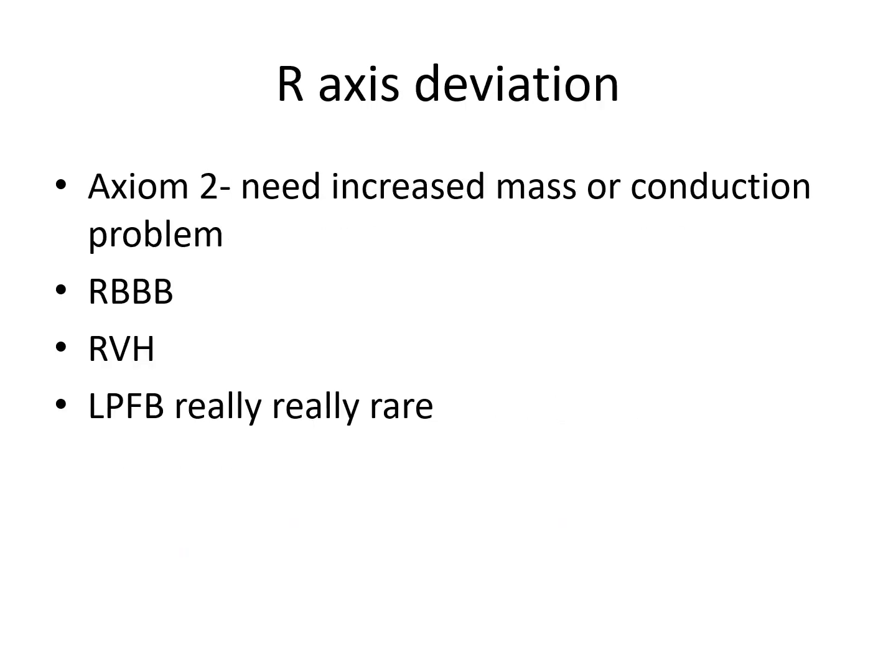So far we have dealt with normal axis and then left axis deviation. Now let's look at a right axis deviation. Just like for left axis deviation, axiom 2 tells us there needs to be either an increase in the mass on the right side of the heart or a conduction problem on the right side of the heart that results in the shift of the vector of depolarization towards the right. Slightly differently than on the left side, the commonest reason for this is a right bundle branch block, then right ventricular hypertrophy, and there is also the extremely rare left posterior fascicular block, and in fact it's so rare we won't cover it here. We'll focus on the first 2 things.